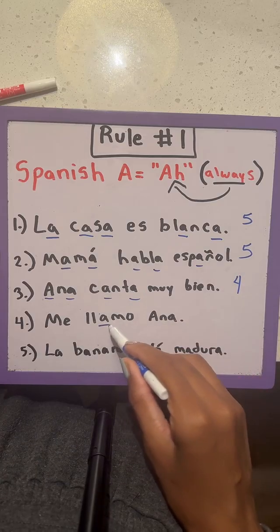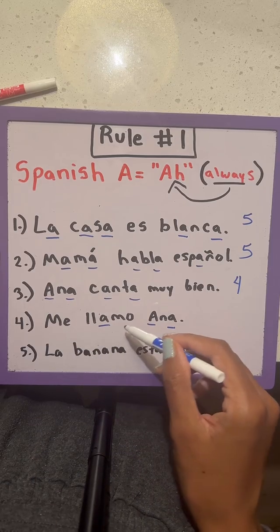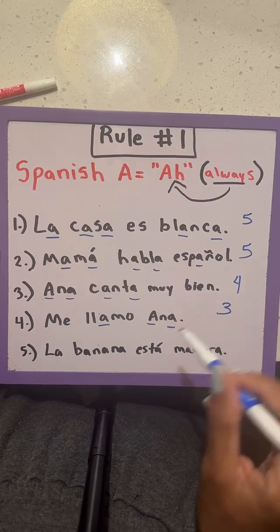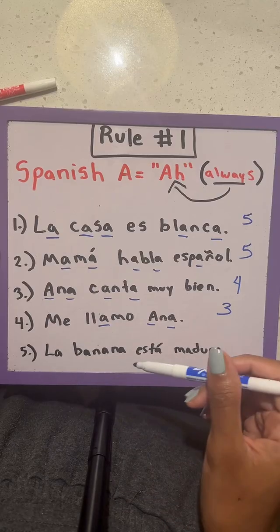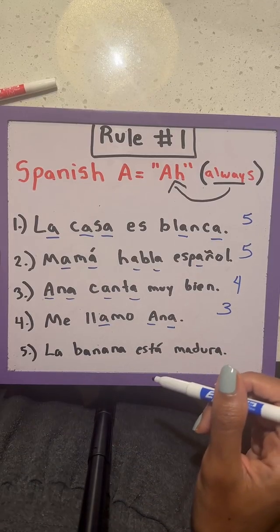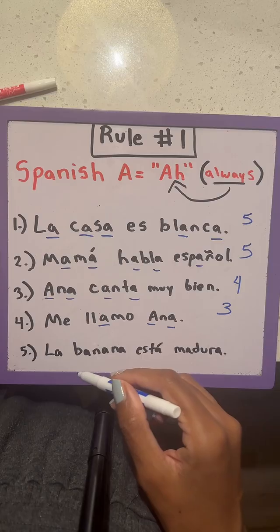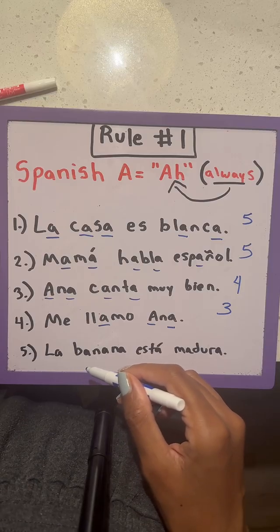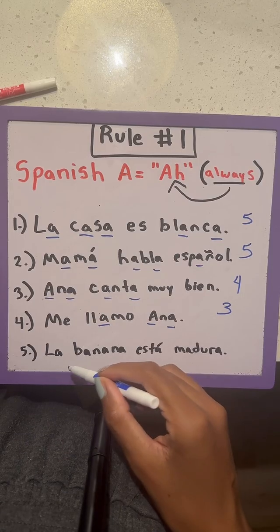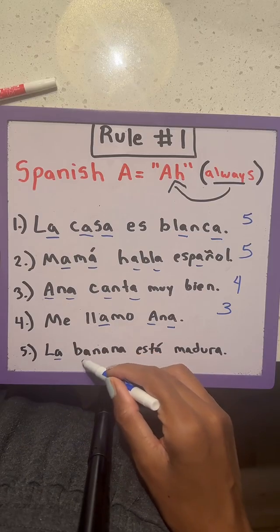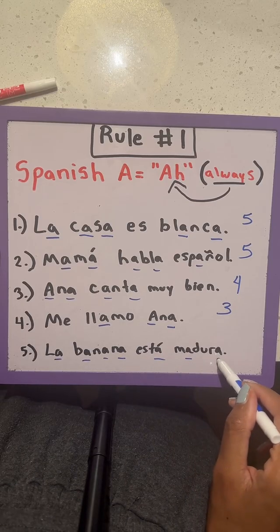Let's see. Uno, dos, tres. Yes, tres. Me llamo Ana. Good job. Now, this one has a lot of them. La banana está madura. How many "a"s are in the number 5 sentence? How many are in number 5? Número 5. Okay, we see 7, we see 8, we see 7. Okay, let's count them. Vamos a contar.